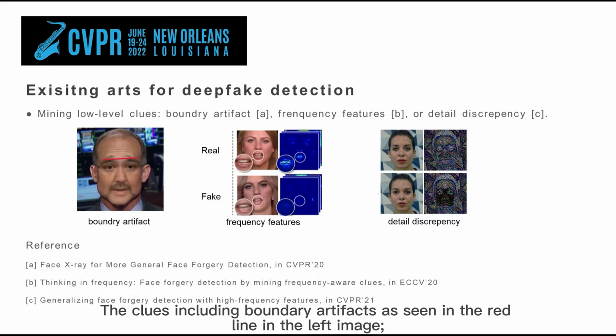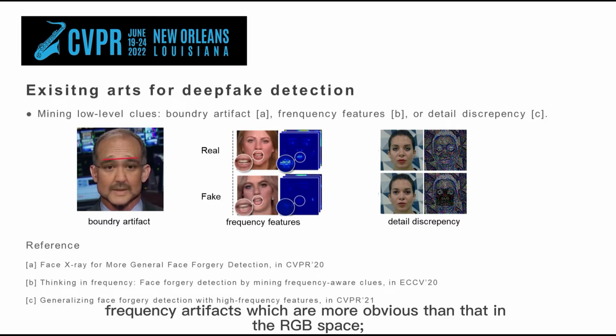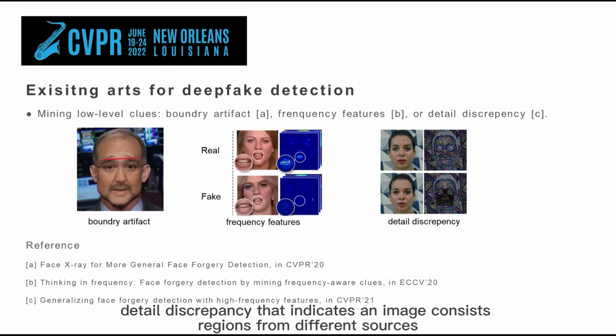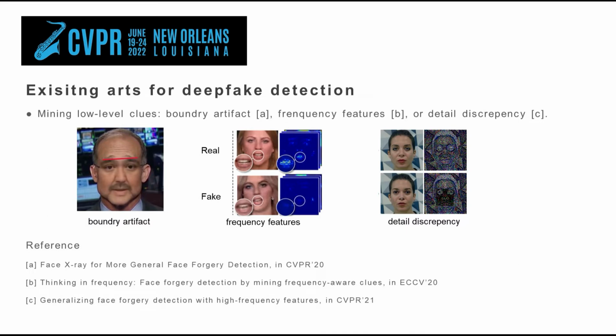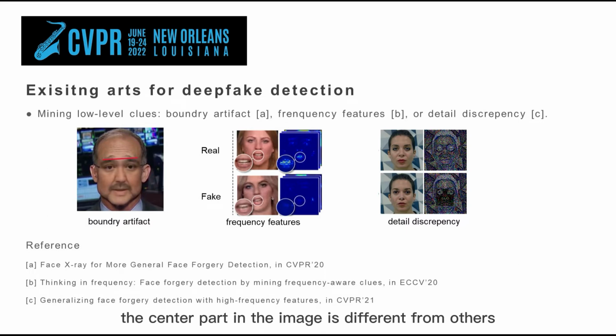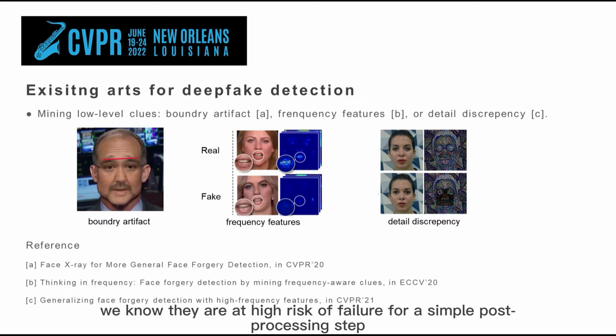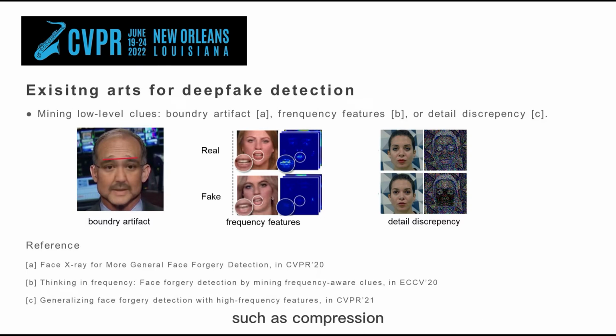The clues including boundary artifacts as seen in the right line in the left image. Frequency artifacts, which are more obvious than that in the RGB space. Detailed discrepancy that indicates an image consists regions from different sources. As shown in the right figure, the center part in the image is different from others. For all the low-level based methods, we know there are high risk of failure for a simple post-processing step, such as compression, which can easily destroy the clues.